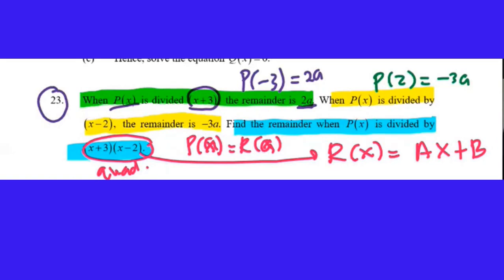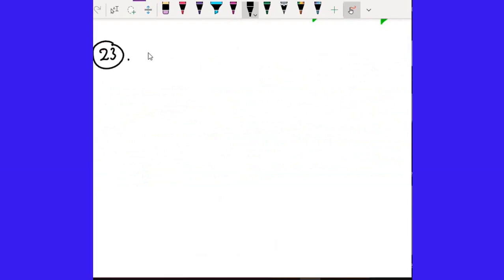Same like partial fraction juga, kan. Bawah quadratic, up here less one power. Okay, ini info dia. Actually this is x plus 3, x minus 2, sama je. So P of negative 3 is 2A. P of 2 is negative 3A. And then find the remainder.